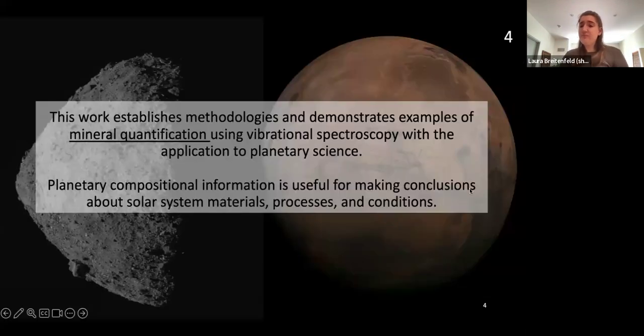Okay, so today I'm going to be talking about methodologies and demonstrate some examples of mineral quantification using vibrational spectroscopy with the application to planetary science. And specifically, I'm going to be primarily talking about mid-infrared spectroscopy and Raman spectroscopy. And so understanding planetary compositions and quantifying those compositions is very useful in making conclusions about solar system materials, processes, and conditions.